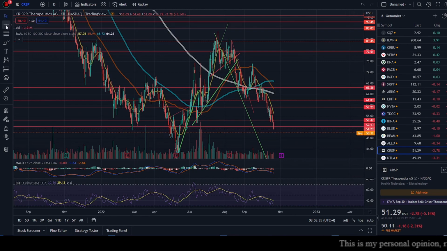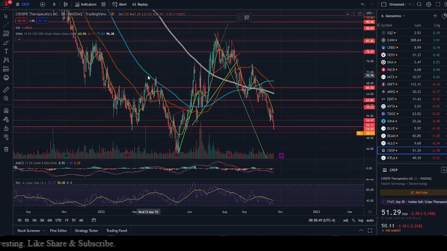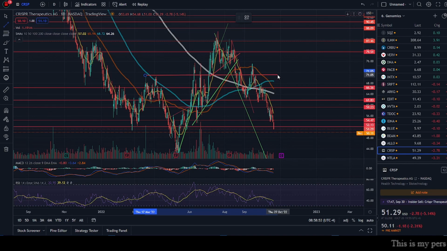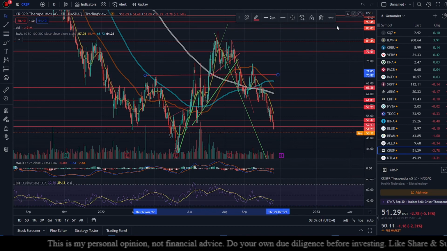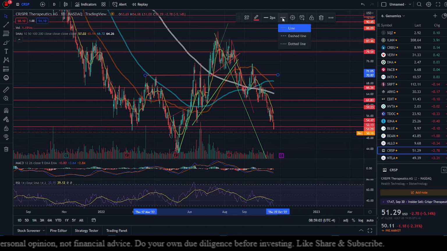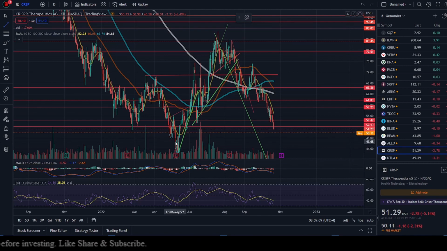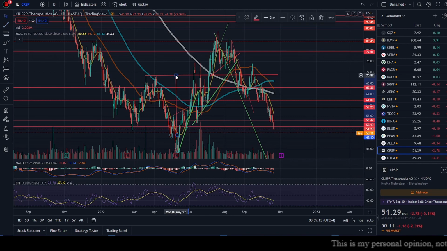Let me draw a neckline out here for us. Trend line, and let us connect these together. So this I will take as a neckline for us. And then I'm going to draw a line from here. I'm going to draw a line from the bottom of the head all the way to the neckline.